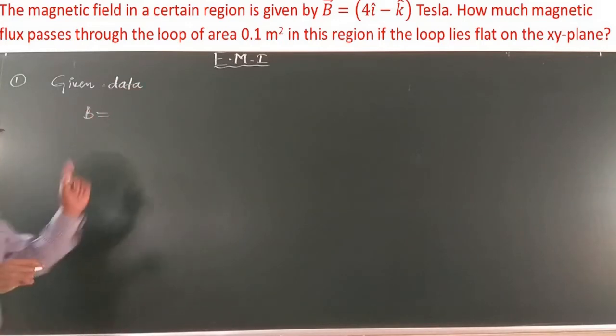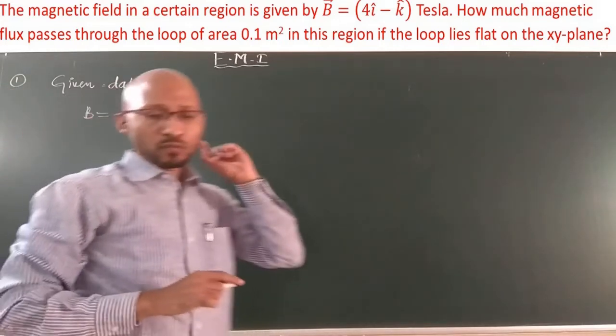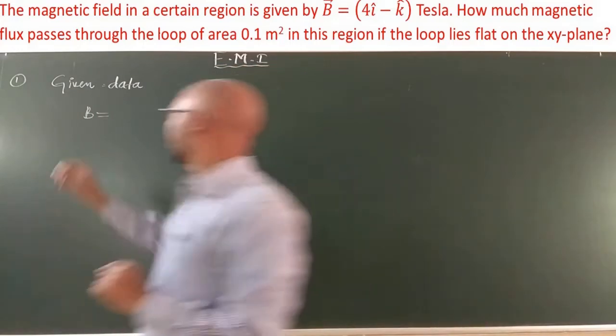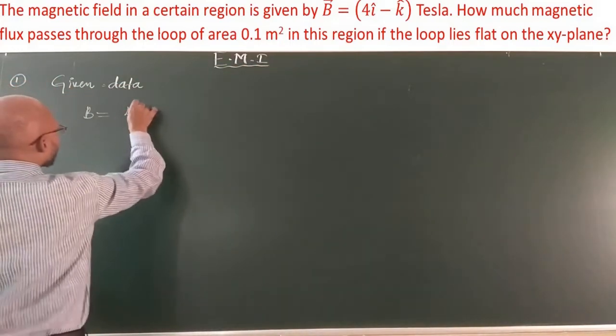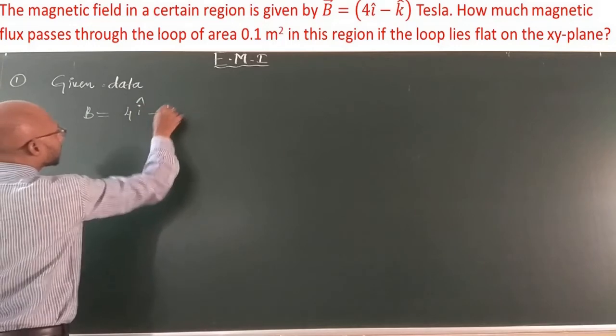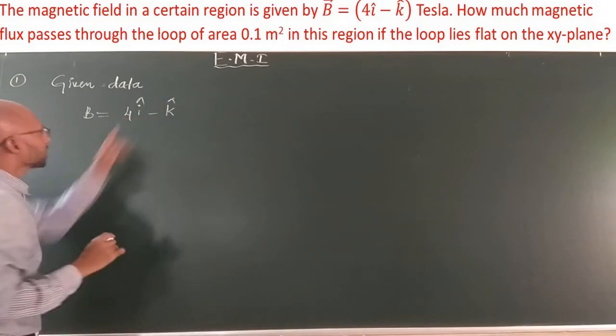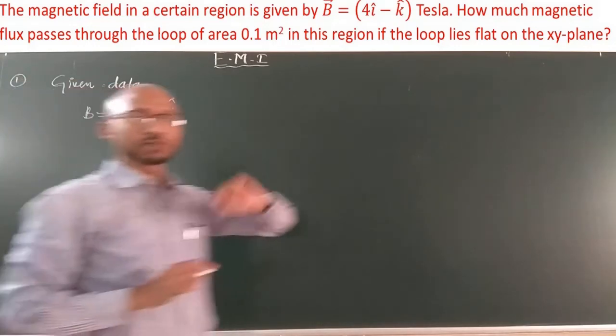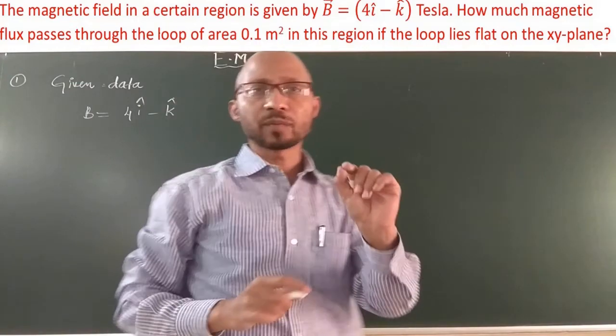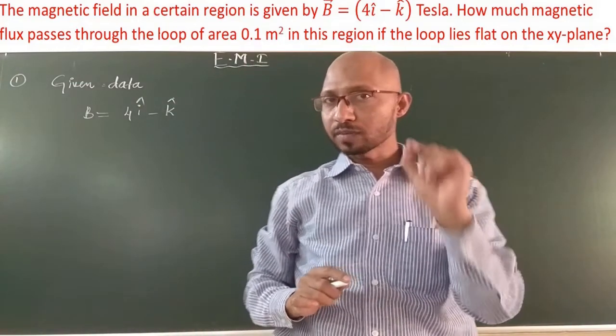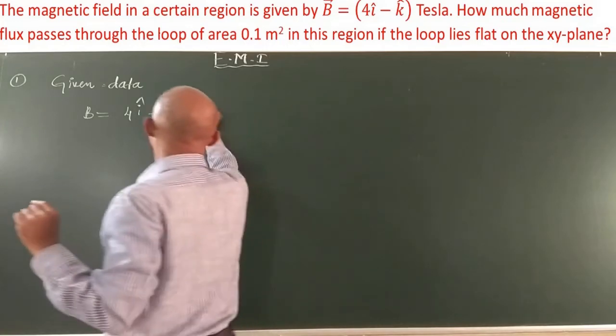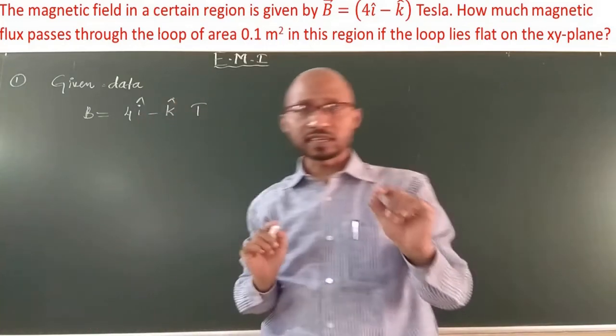What is the value of the magnetic field in that region? It is 4i minus k, that is 4i vector minus k vector. These are the unit vectors; they just represent which direction the magnetic field is taking place. The unit is Tesla. And next, what is there in the question?